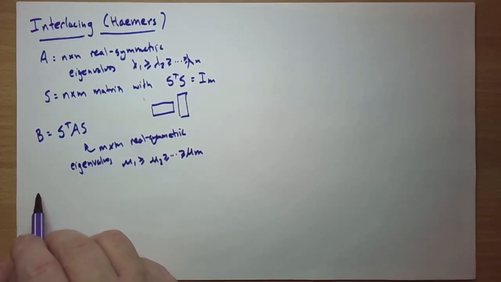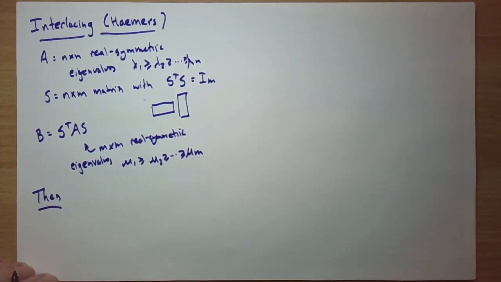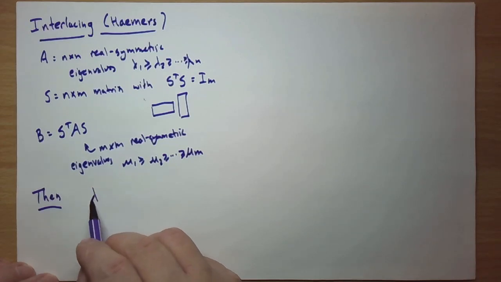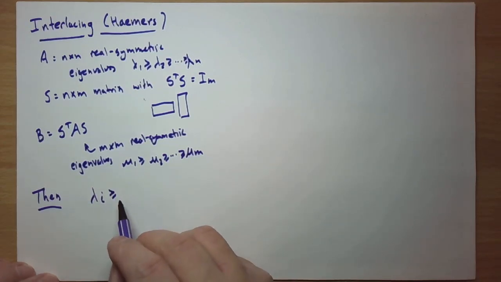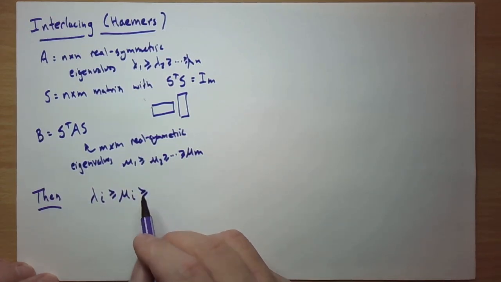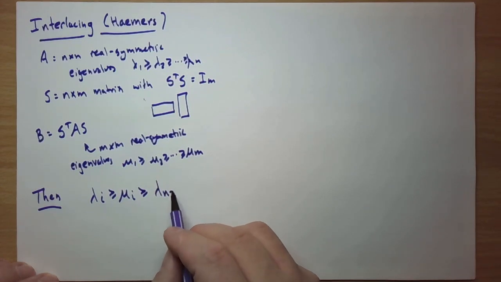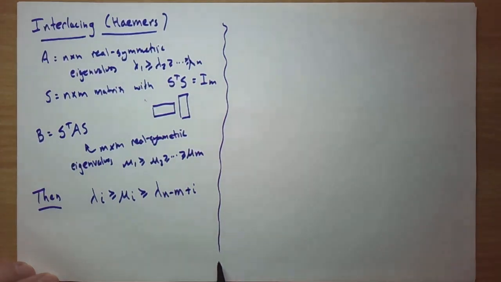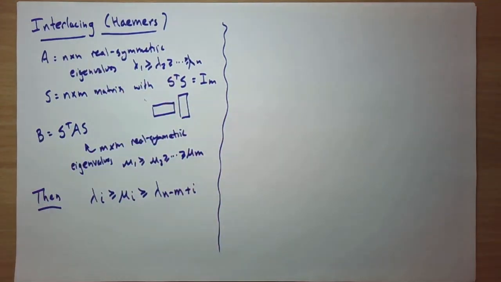Now, the conclusion, these are all our assumptions, is that we have lambda i is greater than or equal to mu i is greater than or equal to lambda n minus m plus i. And a lot of the interlacing results can basically follow from this by making a very good choice for S. So we're going to make a very good choice for S in a moment.